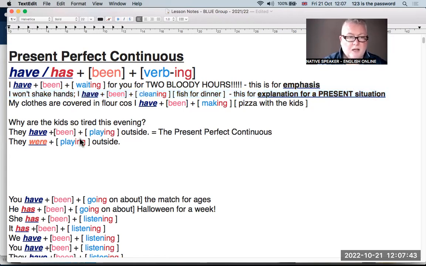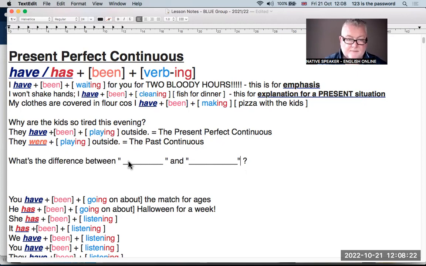Okay. And this one, what's this tense called? Katerina, do you know the name of this tense? Are you there, Katerina? No, Katerina. Okay. Paula, we'll go back to you. What's the name of this tense? Is the past continuous? Past continuous. Now, what's the difference between these two sentences?